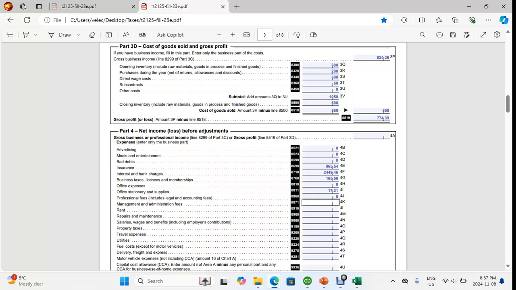Okay, as well as management and professional or administration fees. This will be zero as well.